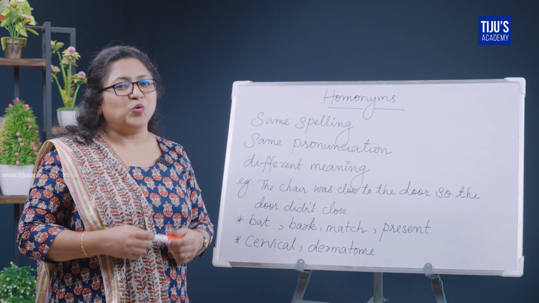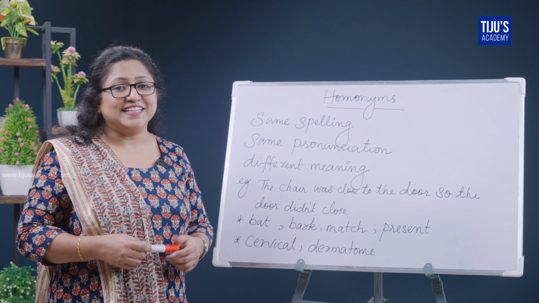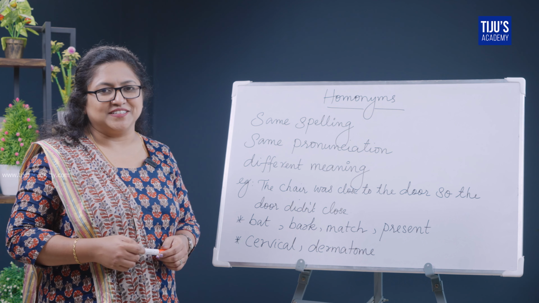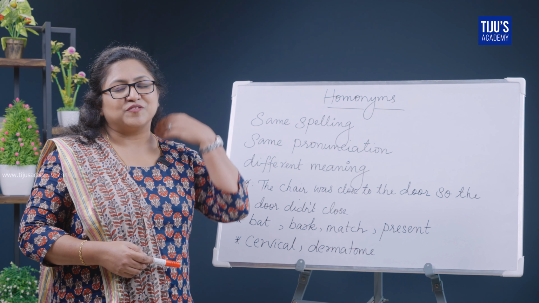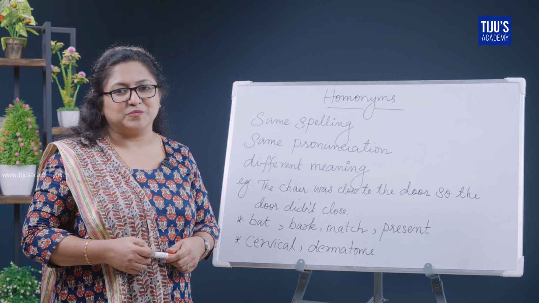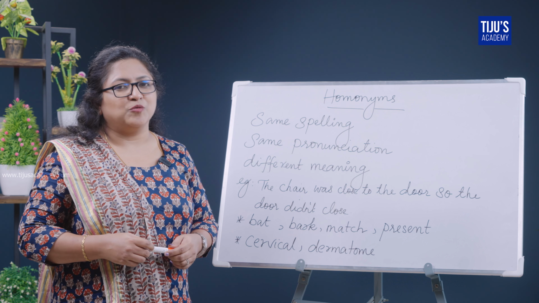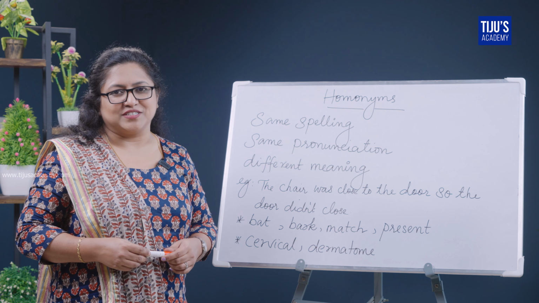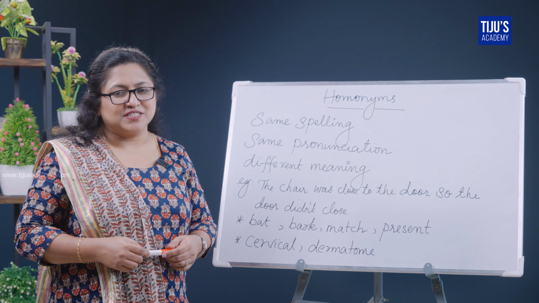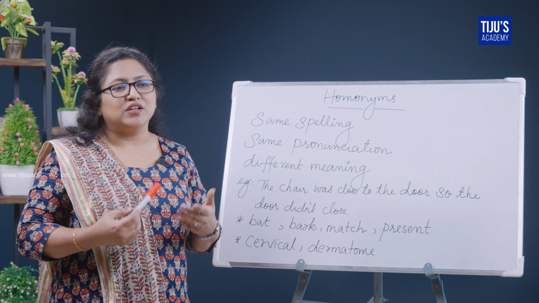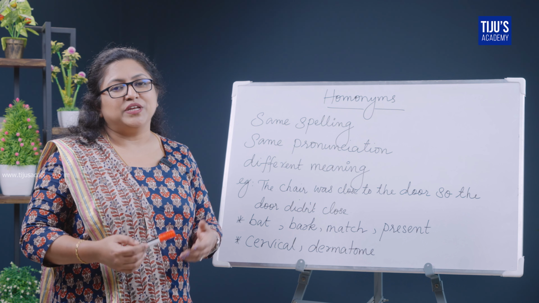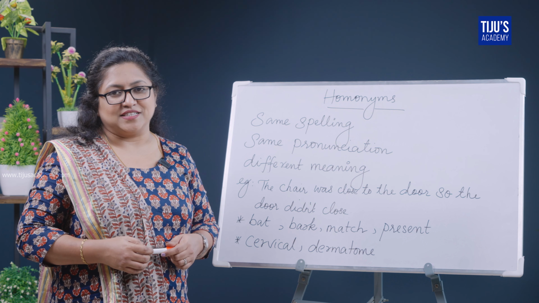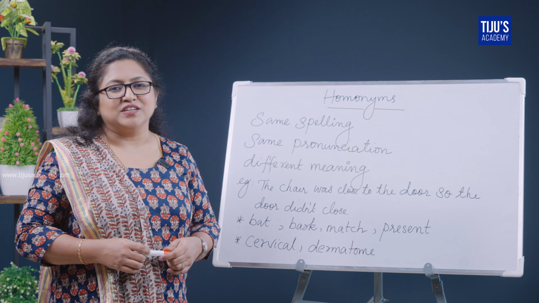So let's see some OET related homonyms. Let's start with the first one, cervical. We are very familiar with the word cervical, which is a region of the neck. So we have the cervical vertebrae. But the other term would be the lowermost part of the uterus. It's also known as the cervix. So when we talk about cervical cancer, that would be related to the uterine cancer. It's not related to the neck.